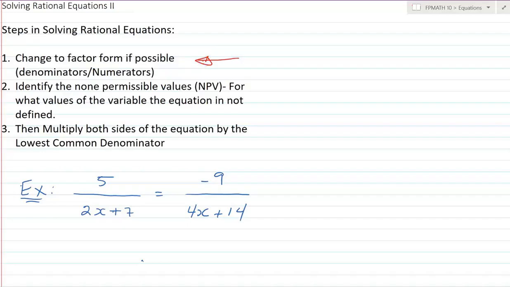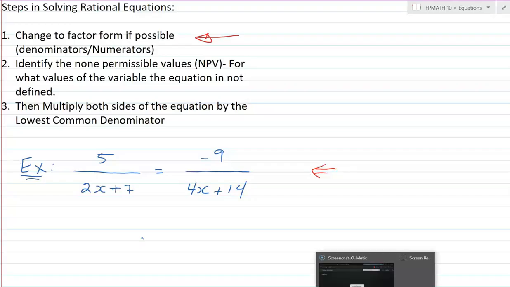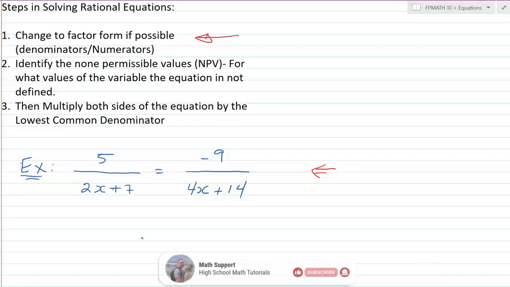Anything that you can, the denominators and the numerators of however many expressions you have, you need to change them into factor forms, because that way you can actually look at the lowest common denominator easier. All right, so can we factor anything in here for the example that we have? And if we can, we should do that. So let's go ahead and make sure that you know how to do that.